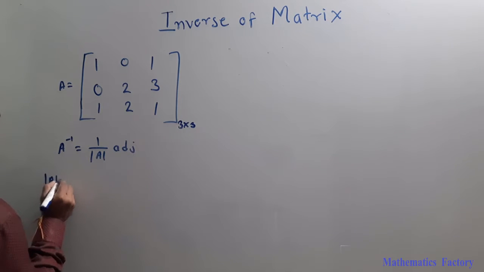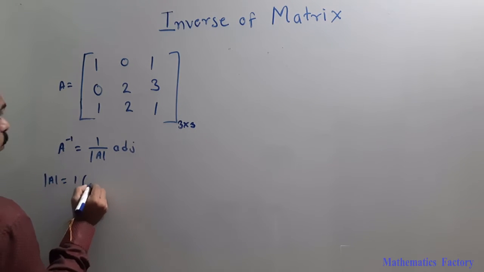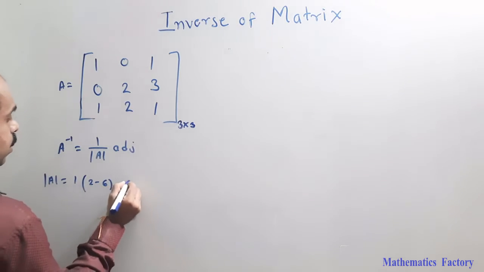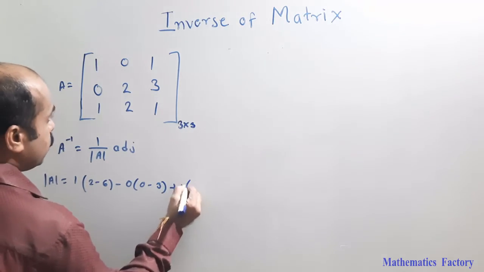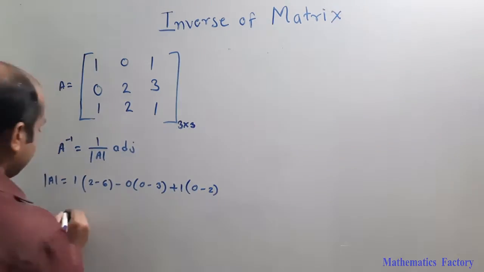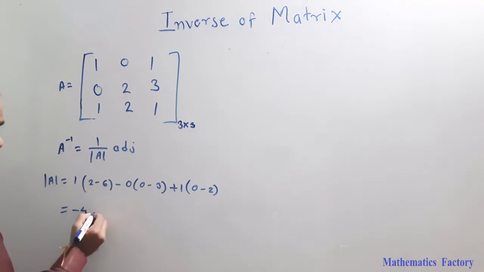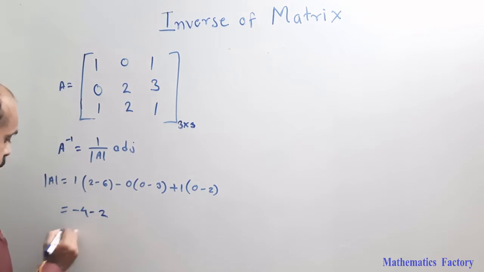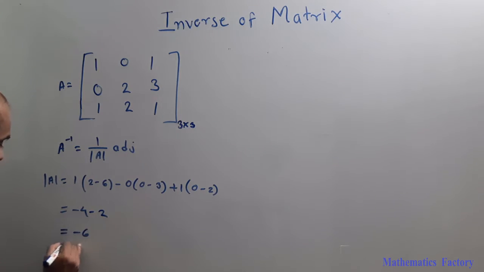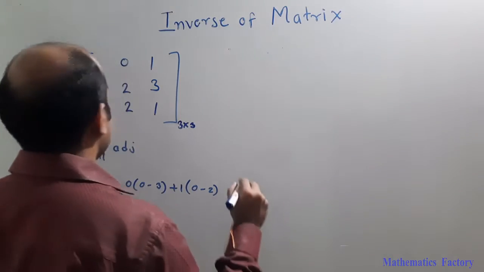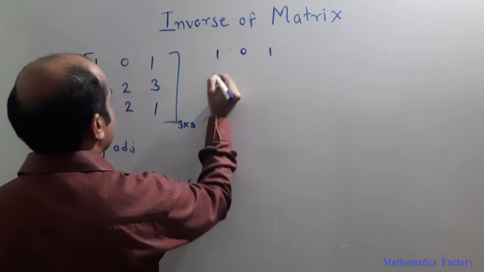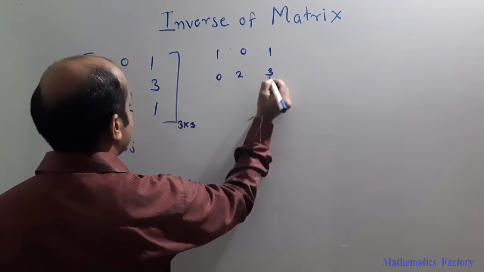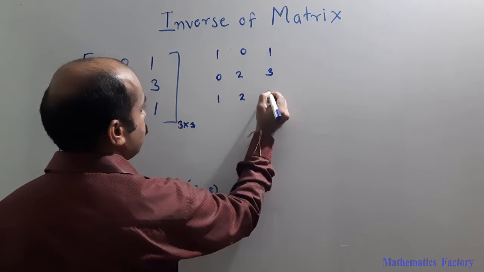So determinant of A is equal to 1 into (2 minus 6) minus 0 into (0 minus 3) plus 1 into (0 minus 2). So 2 minus 6 is minus 4, minus 0, minus 2, that is minus 6. So this is the determinant of matrix A. Now in the next step, I am writing this matrix as it is. So 1 0 1, 0 2 3, 1 2 1.